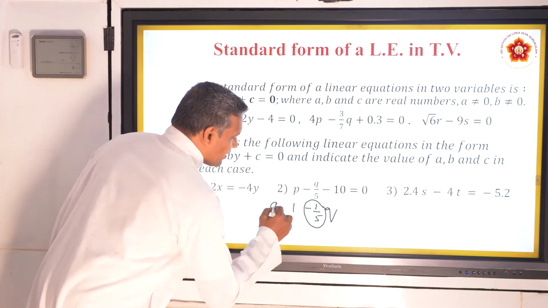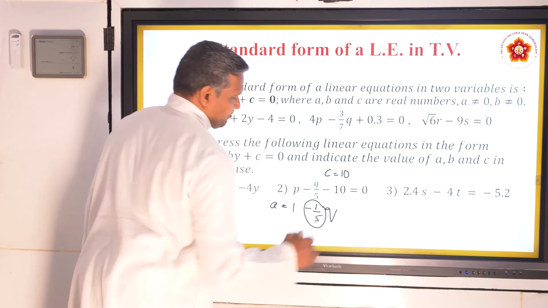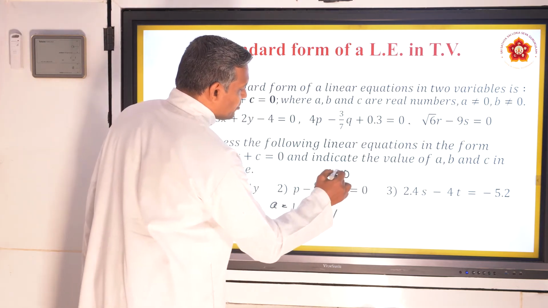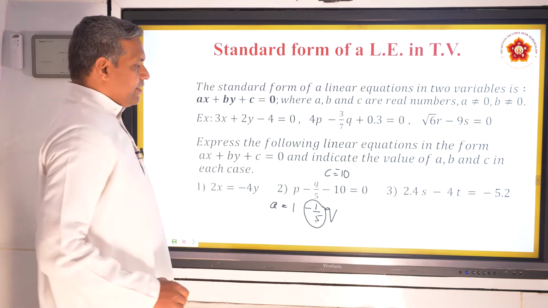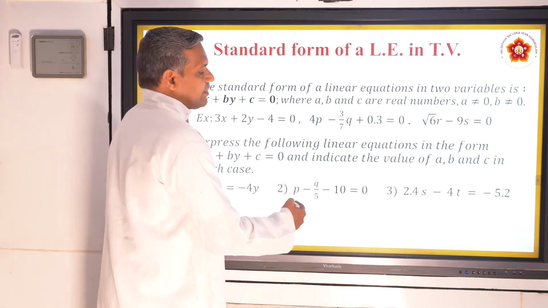So a is equal to 1, b is equal to minus 1 by 5, and c is equal to 10. 10 or minus 10? Minus 10. Of course it is not 10. It should be minus 10 because it's already transposed. It's already in LHS. Now this same thing can also be solved by taking an LCM.